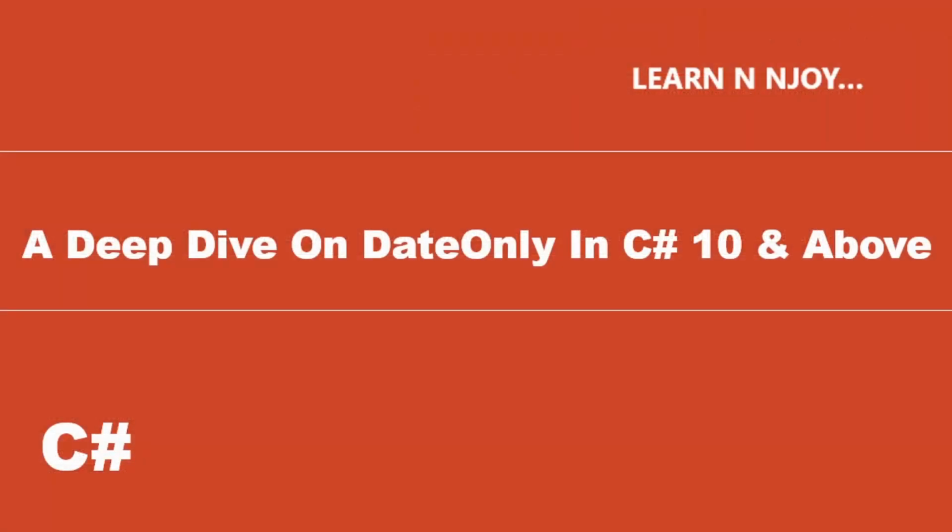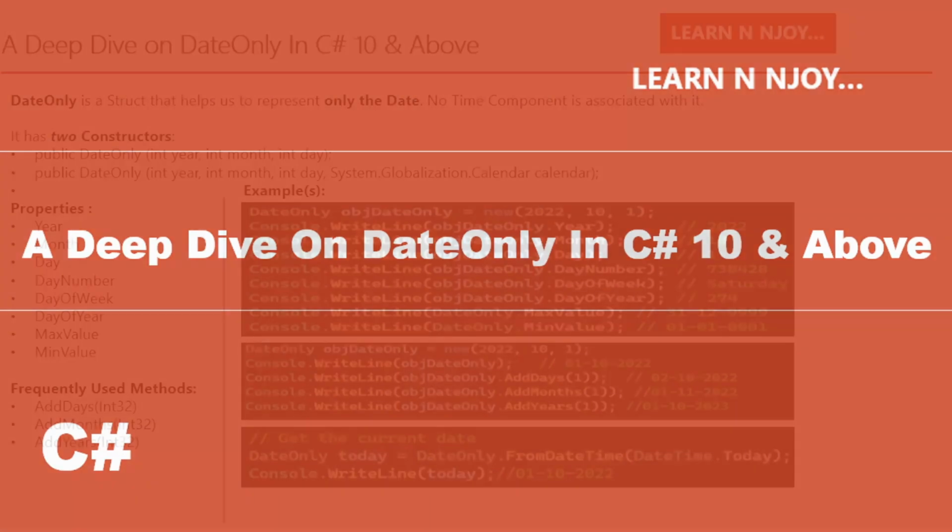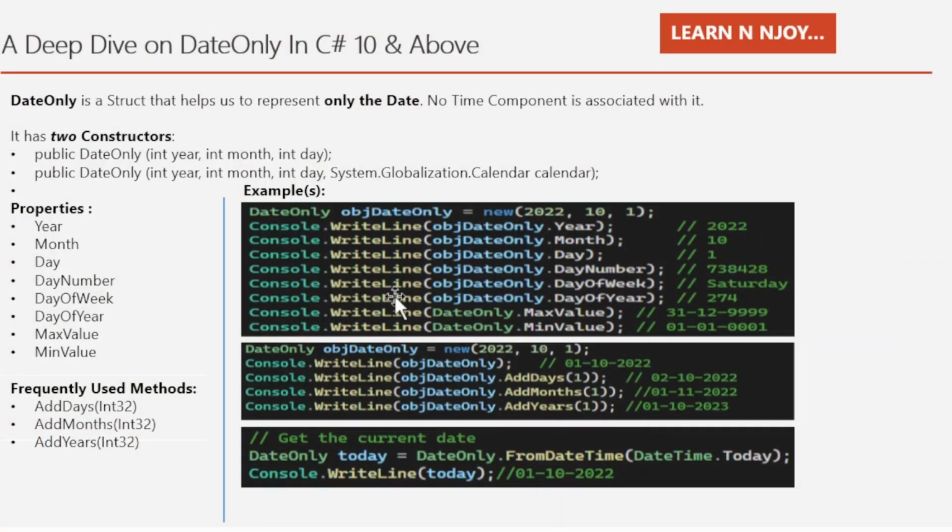A deep dive on DateOnly in C# 10. So here we are going to discuss the DateOnly struct in detail. So what is DateOnly? DateOnly is a structure that helps us to represent only the date. No time component is associated with it.